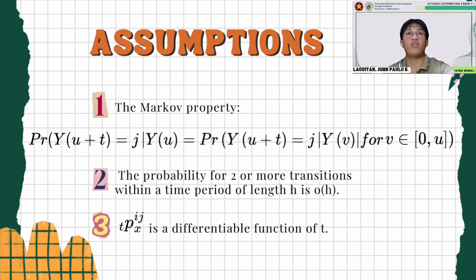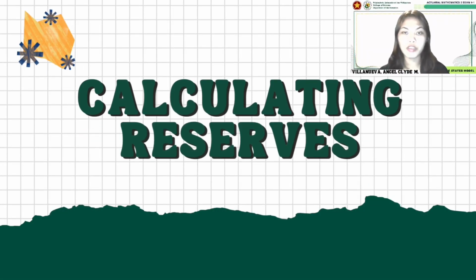Second, the probability of multiple transitions in a short time is negligible. Last, transition probabilities are differentiable functions of time. In summary, continuous time Markov chains provide a robust framework for modeling real-world processes with random state transitions. Thank you.